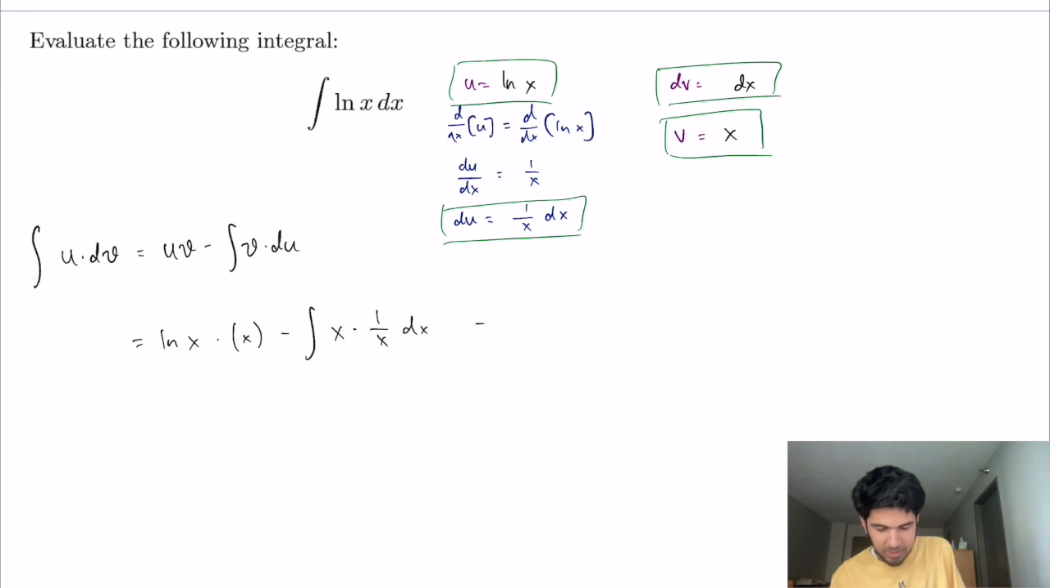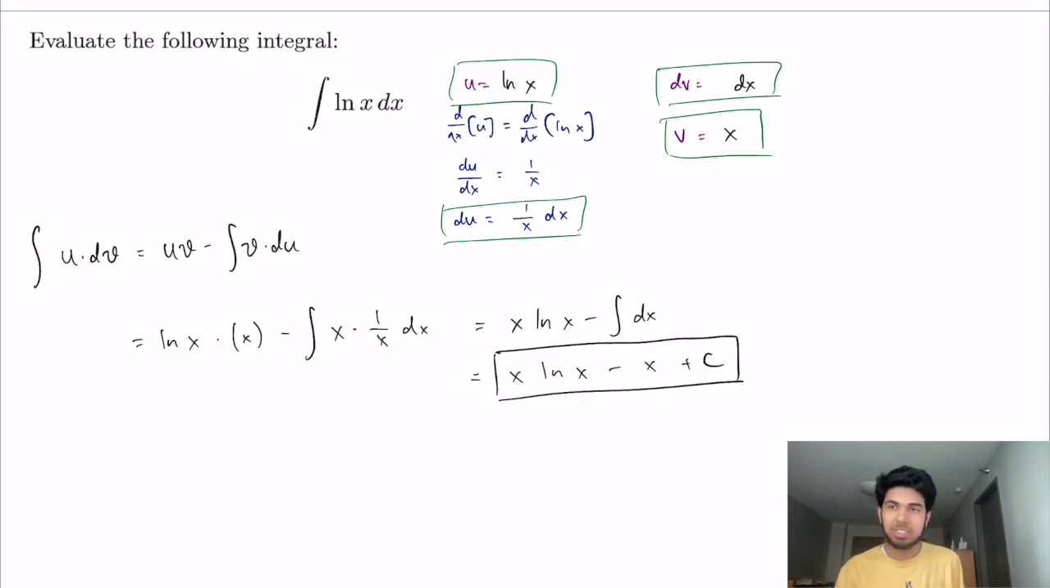dx. So this simplifies to x ln of x minus the integral of, well, x times 1 over x is just 1, so this would be the integral of dx. We just saw that the integral of dx is x, so this simplifies to x ln of x minus x plus c.